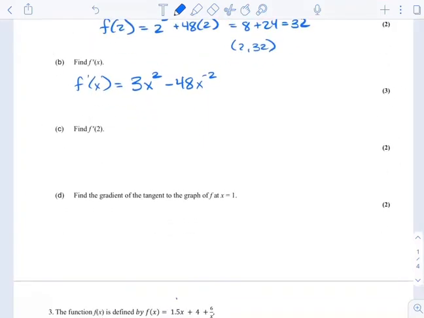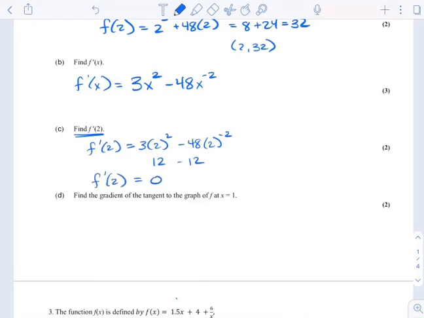And then lastly, what we're going to do is we're going to find out the slope when x is equal to 2. That's what this is saying. Use your slope formula, find out the slope when x is equal to 2. So I'm going to find out f dash 2 is equal to 3 times 2 squared minus 48 times 2 to the negative 2. We can put those into our calculator. We're going to get 12 minus 12, which is equal to 0.